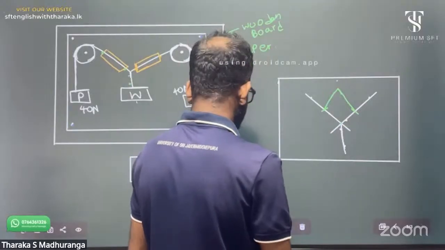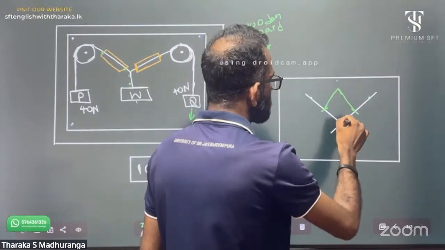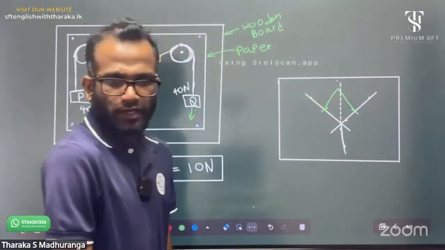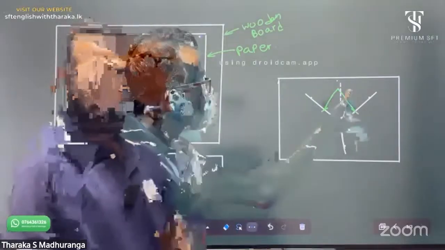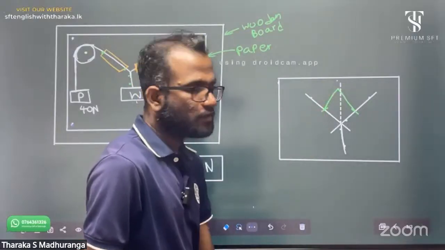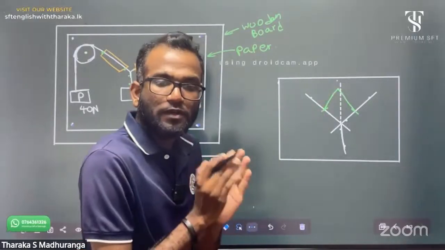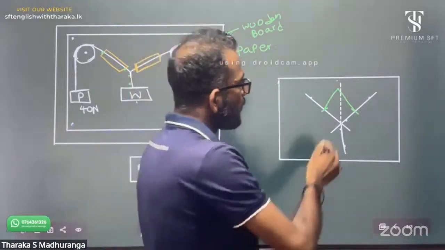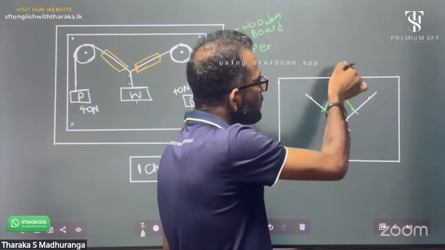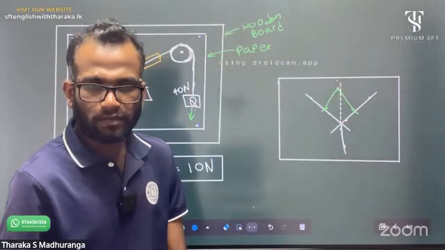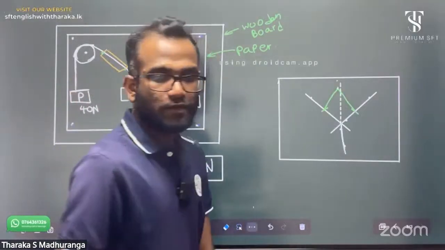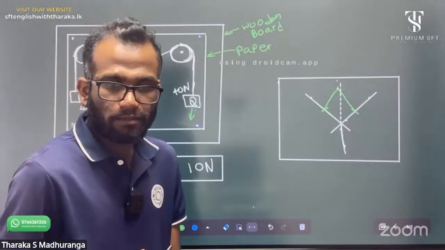Look like this. Actually, in experiments, mine now is not exact. It has some errors, right? It has some error. If you did this experiment without any error, this line would come completely as the diagonal of this parallelogram. Okay, that's how we can prove the parallelogram theorem.